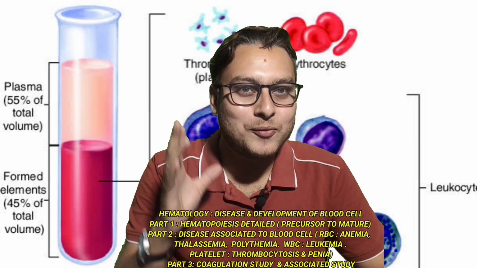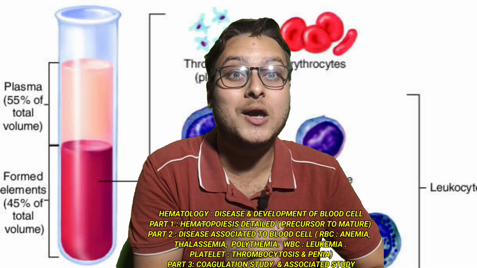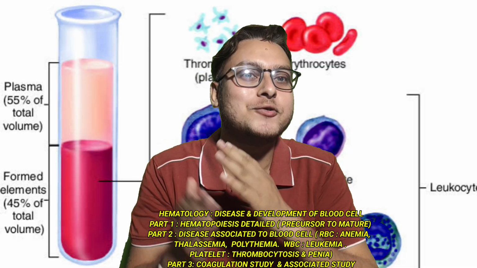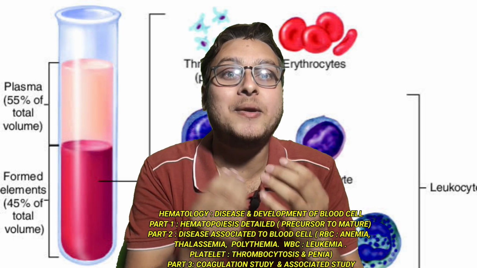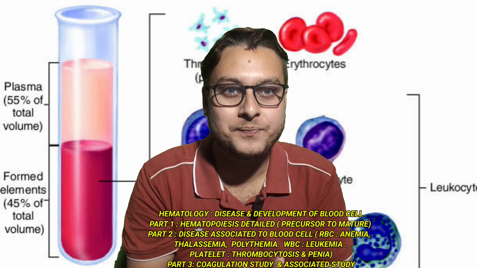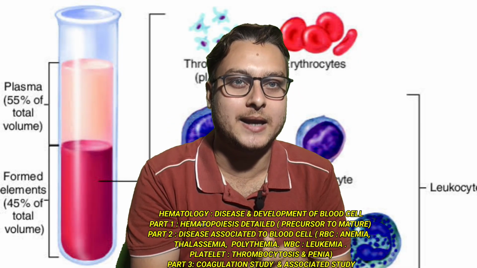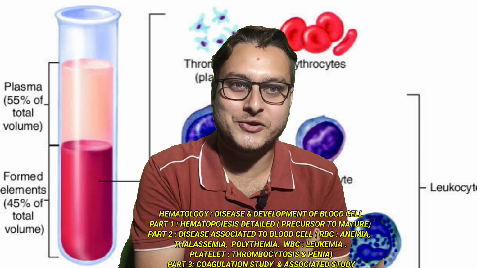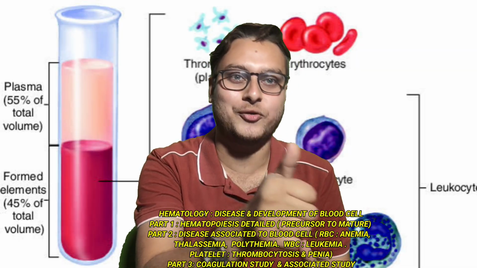Then the second cell is WBC, and the main disease associated with WBC is blood cancer, or leukemia. We need to study the types of leukemia, the classifications of leukemia, and the special lab investigations like cytochemistry, cytogenetics and immunophenotyping, to provide targeted therapy to that particular patient. And the third one is platelet-related disorders like thrombocytosis and thrombocytopenia.